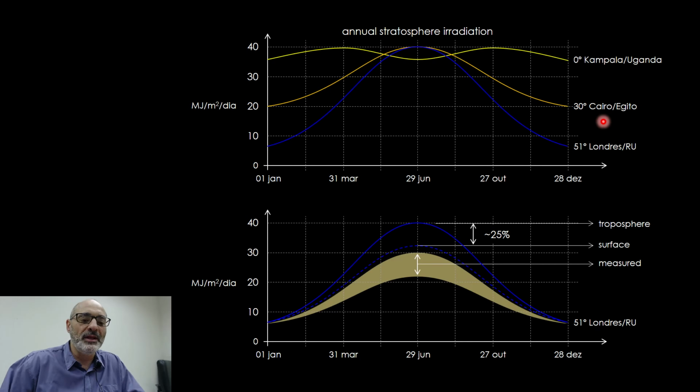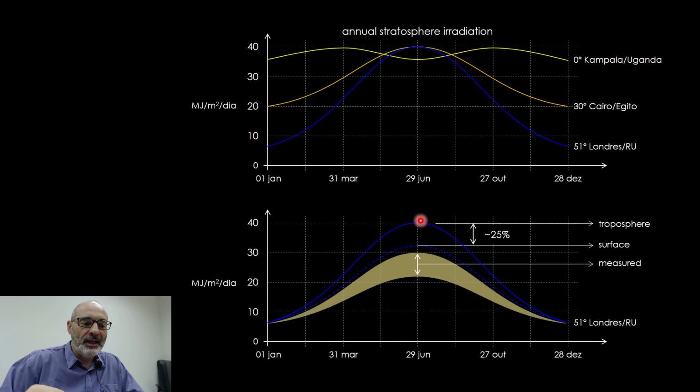At a latitude similar to ours here in the state of São Paulo, we have roughly half of the energy arriving in winter compared with summer, 40 megajoules per square meter per day compared to 20 megajoules. And at higher latitudes, such as London, UK, you have an even bigger variation. But as I mentioned, this is what arrives at the top of our atmosphere.